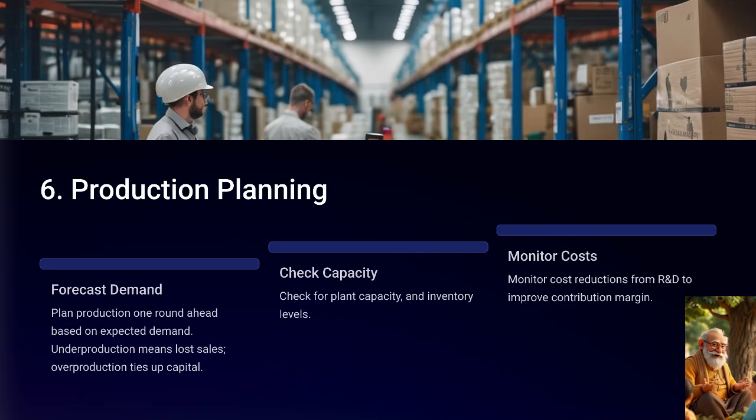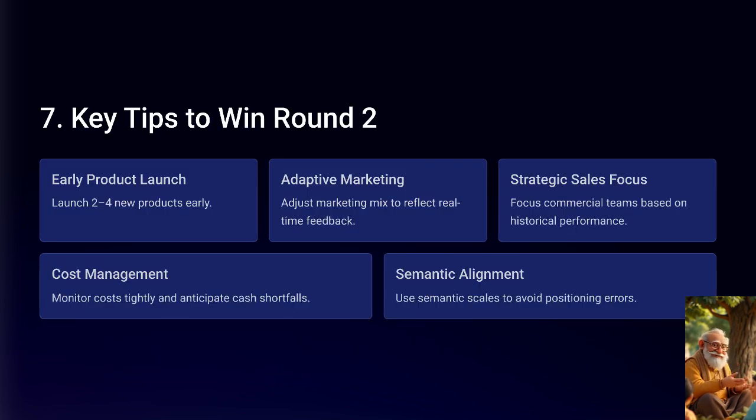Key tips to win Round 2. Launch 2 to 4 new products early. Adjust marketing mix to reflect real-time feedback. Focus commercial teams based on historical performance. Monitor costs tightly and anticipate cash shortfalls. Use semantic scales to avoid positioning errors.